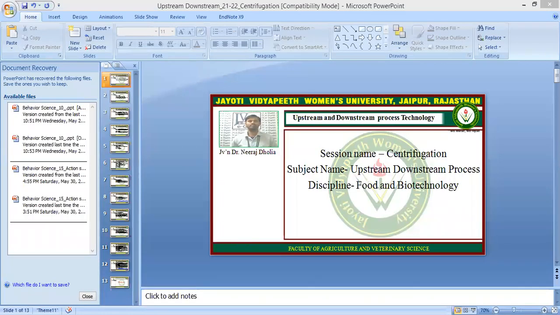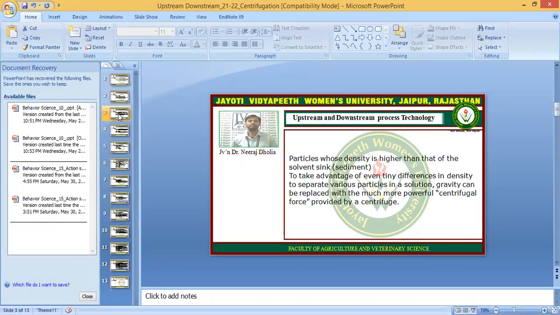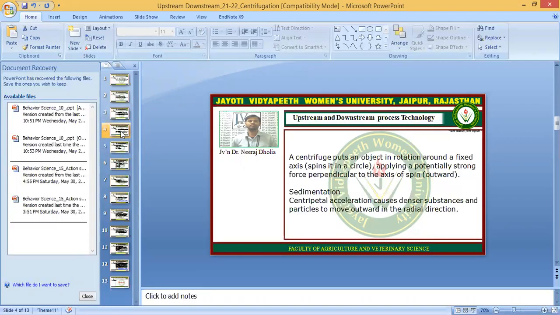So students, we are here to discuss the topic centrifugation, and this comes under the subject upstream and downstream process. This topic was incomplete in the previous lecture, so let's recap first and then we will go ahead. Centrifugation is a technique of separating substances under the influence of the centrifugal force, and the sedimentation rate plays an important role. The particles whose density is higher than that of the solvent sediment fast. So this is the basis of centrifugation.